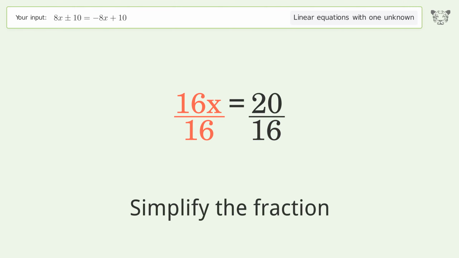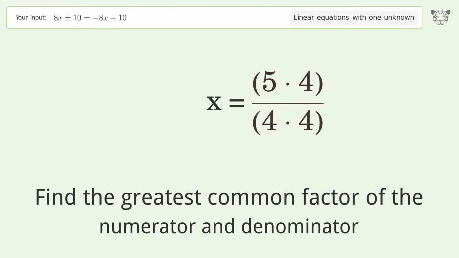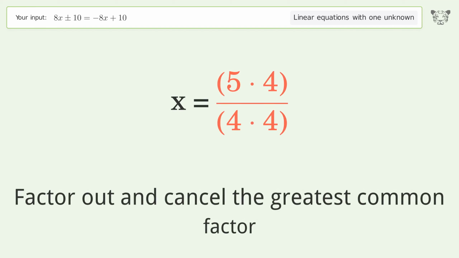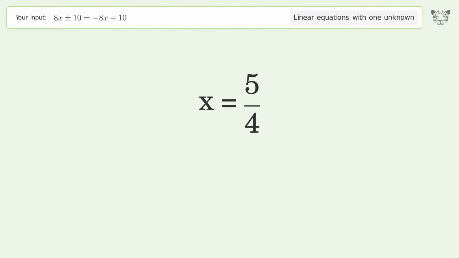Simplify the fraction. Find the greatest common factor of the numerator and denominator. Factor out and cancel the greatest common factor. And so the final result is x equals 5/4.